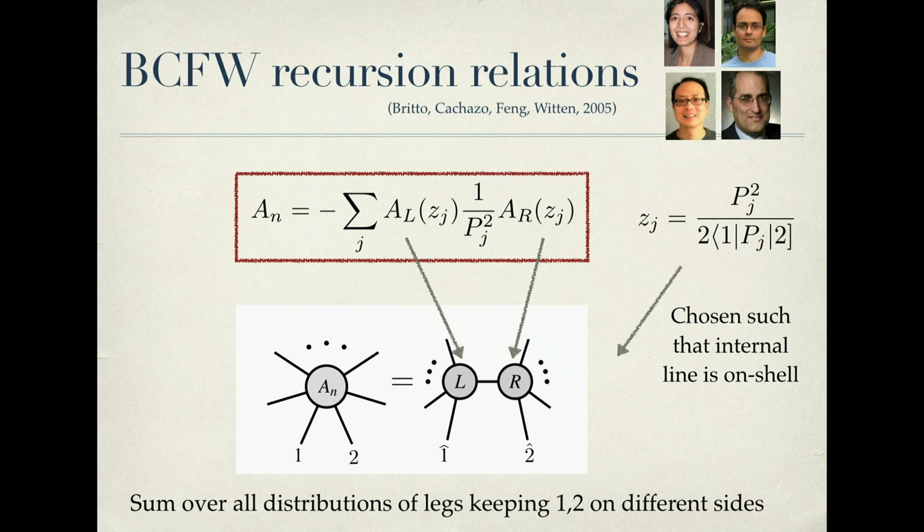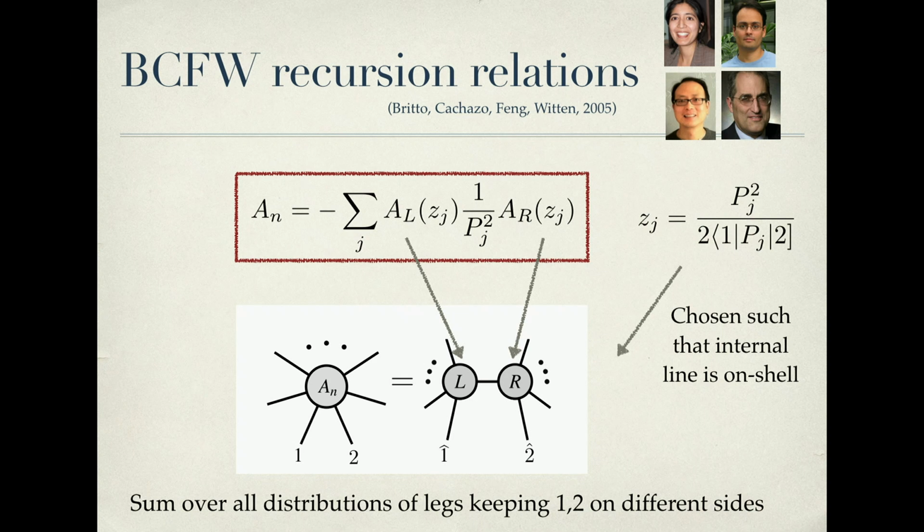So that was the way to calculate a higher point amplitude as a sum of products of lower point amplitudes. And as we discussed last time, you cannot do it directly. You cannot take directly the product. You have to do some momentum shift of two of the external particles, for example, 1 and 2, and then these lower point amplitudes on left and right are evaluated at a certain point in the complex space of this shift parameter, in particular this value.